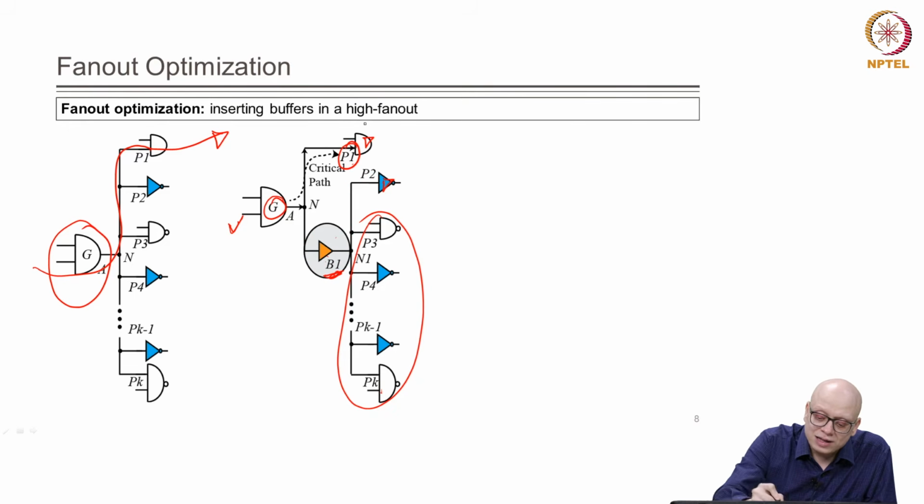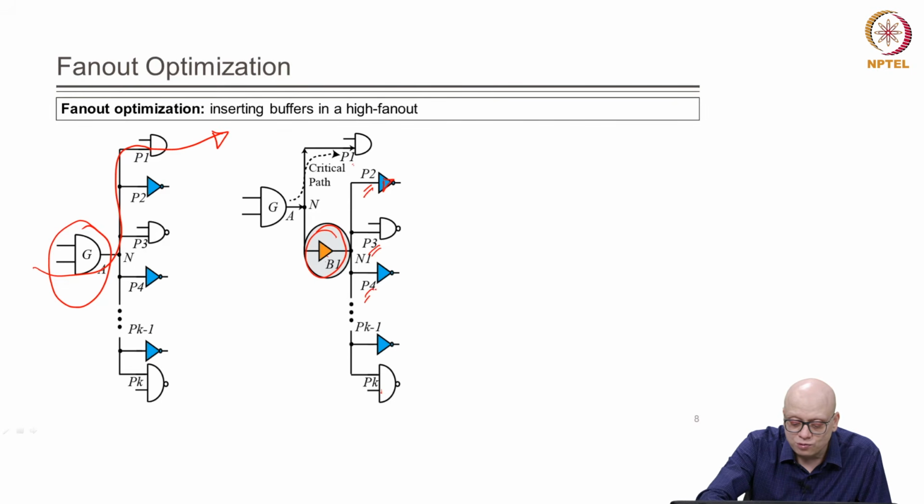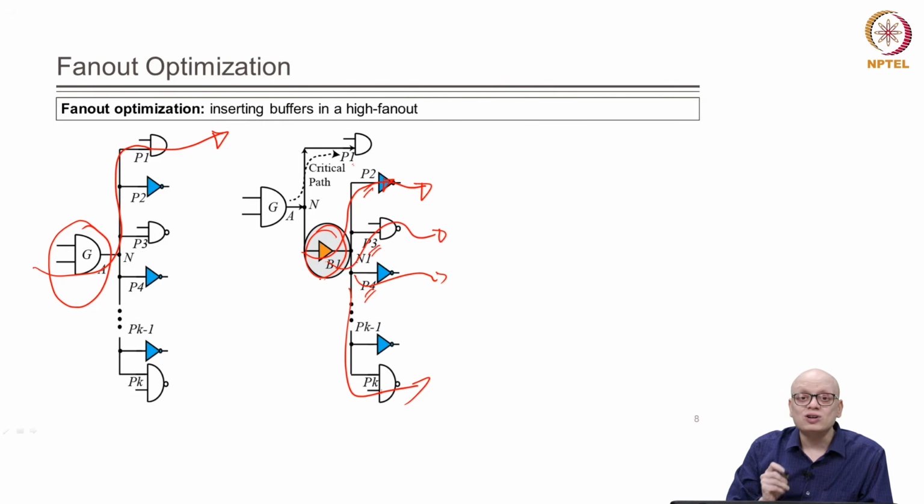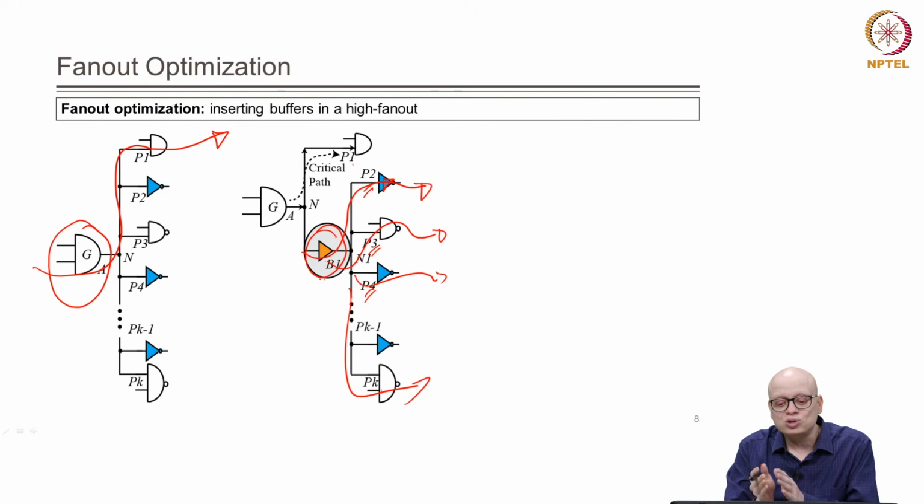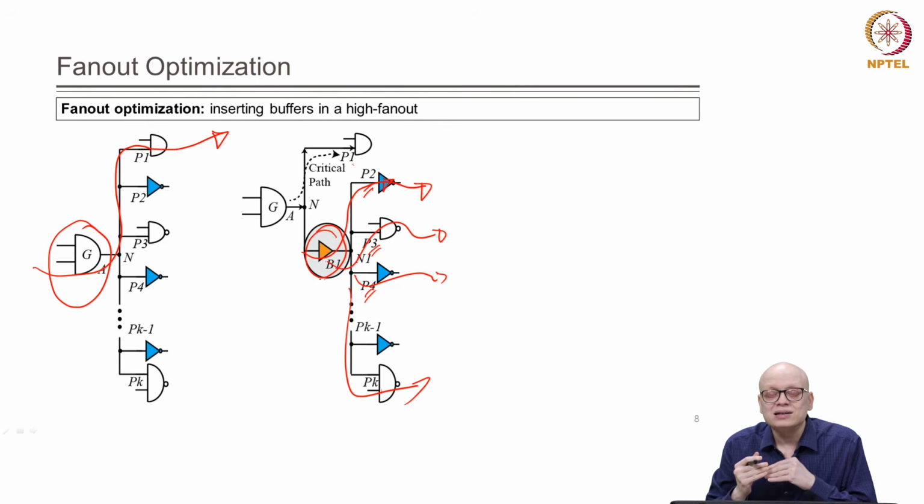So, what are the downsides of this transformation? The downside is, of course, the area taken by the buffer B1, and also the delay of the paths P2, P3, P4 to Pk. The delay of the paths going through these pins will encounter the delay of the buffer B1 also, and therefore, the timing of the other paths, that is through P2 to Pk, can actually degrade. So, that is another thing that we need to take into account.